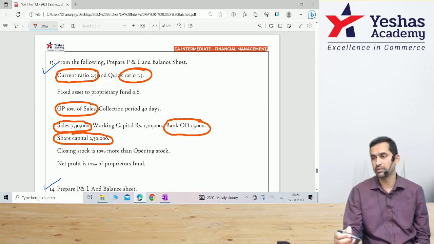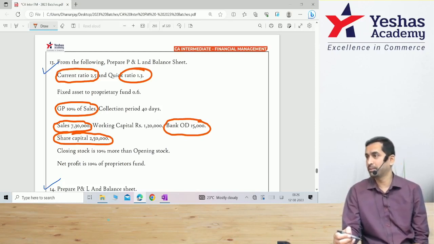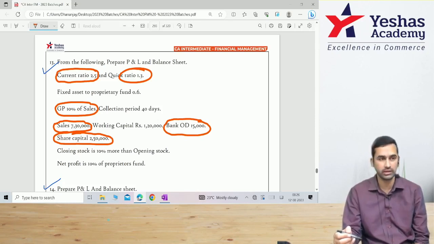Do we know the fixed asset number? Do we know the proprietor fund number? Proprietor fund we don't know. We know share capital, but fund is not just capital, it is capital plus some reserves and surplus, and we don't know that number. Correct?